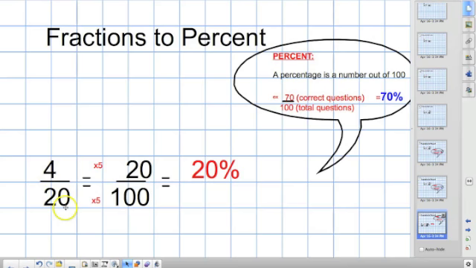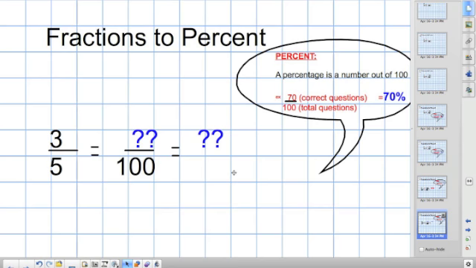4 over 20 can be made to 20 over 100 by multiplying both the numerator and the denominator by 5. Once it's out of 100, we can see that the percentage is 20%. If the fraction is 3 over 5, we need to make an equivalent fraction out of 100. Pause the video now and try this yourself.